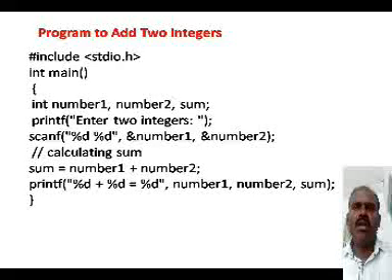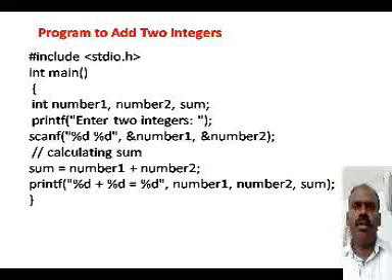After that we have to calculate the addition of these two numbers. For that, sum is another variable. So here sum equal to number1 plus number2. The values stored in number1 and number2 are added and stored in the sum variable.